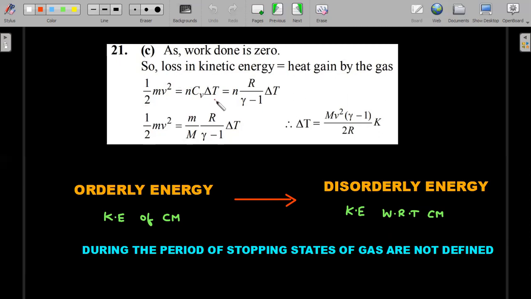t. dt's are not defined. ncv delta t over a period of time, and cv can be written as r by gamma minus 1. We'll discuss more of these in the next video where we talk about specific heat capacities and gas processes, and then you rearrange this, you'll end up getting this. Okay, so very standard question, appeared many times in many exams.